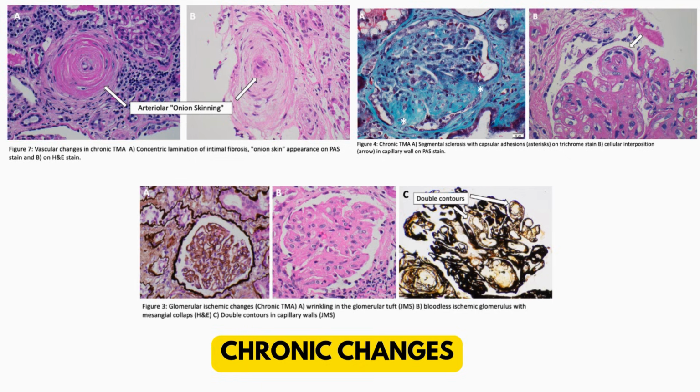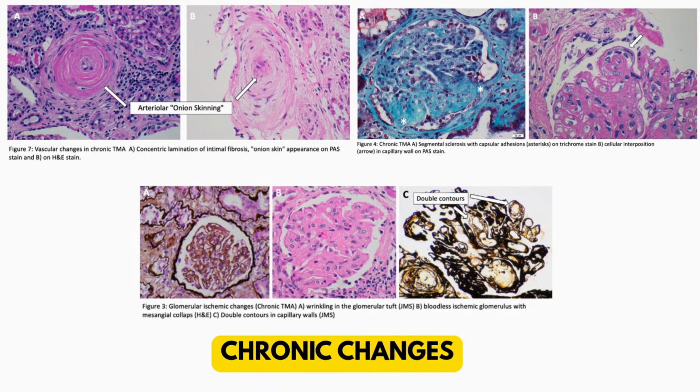Now move your eyes to the image at the bottom. This highlights chronic glomerular ischemic changes. On silver stain, the glomerular tuft appears retracted and collapsed, a classic ischemic pattern. And on H&E, you can see a relatively bloodless glomerulus with mesangial collapse. And most importantly, on higher magnification silver stain, you'll see double contour formation along the capillary walls. These duplicated basement membranes are the histologic footprint of chronic endothelial injury and repair.